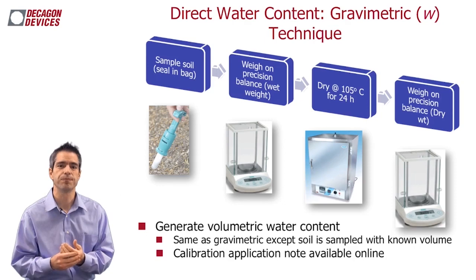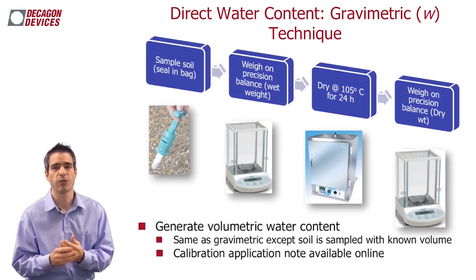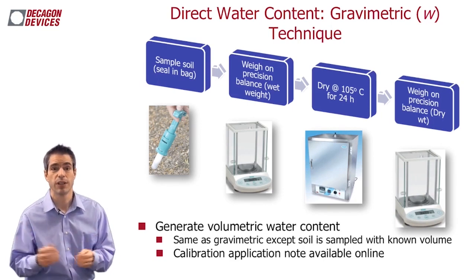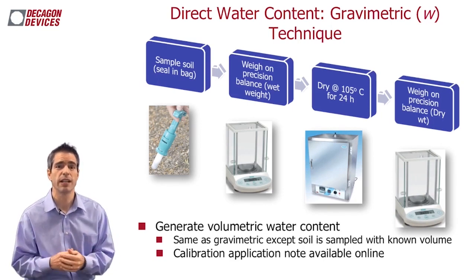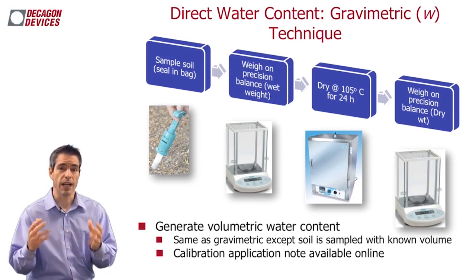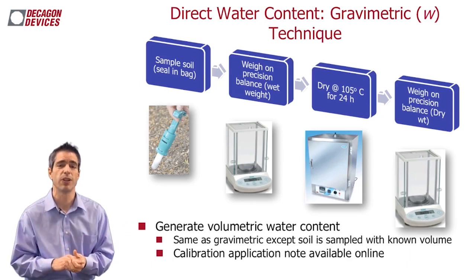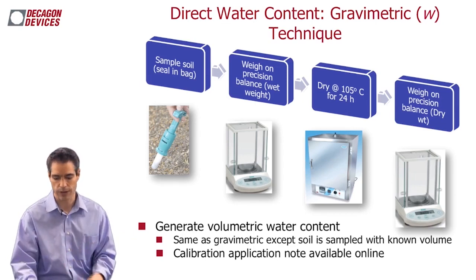We put it in the oven, we dry it for 24 hours at 105 degrees C. Then we take that sample out. We, of course, let it cool, making sure not to gain any water during that process. And again, we weigh it on a precision balance. And again, to get volumetric water content, as long as we know the volume of soil that we sampled, then we can easily calculate that.